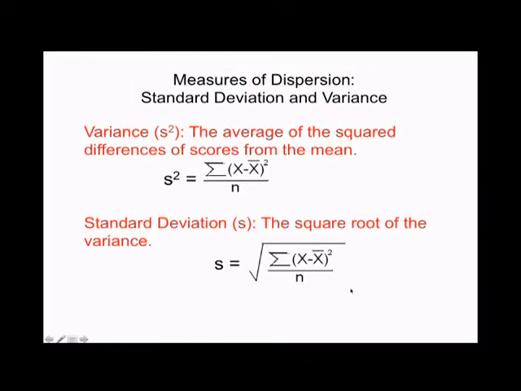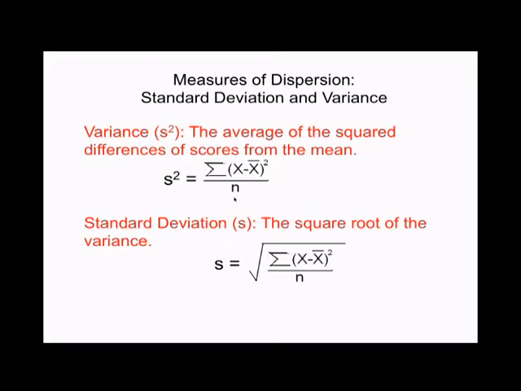Now, measures of dispersion, the two most important measures that you need to know about are the variance and the standard deviation. The variance is the average of the squared differences of scores from the mean. So let's look at the formula again. Variance is symbolized as S squared. Take the sum of each score minus the mean, square that difference, add up all of the squared differences, and divide by the number of differences.